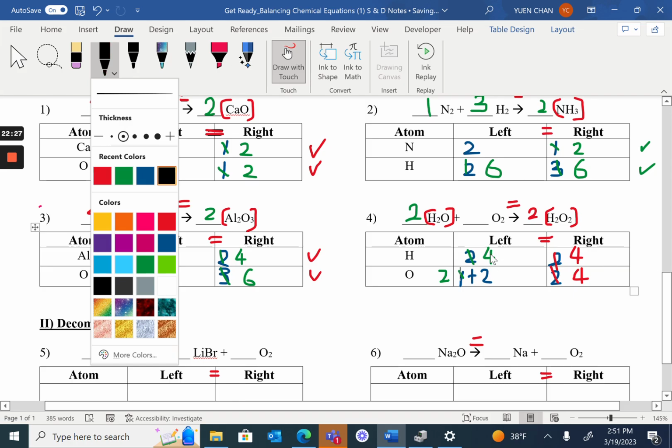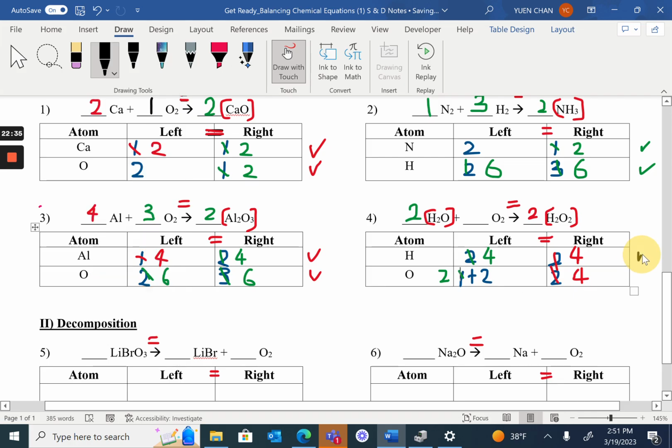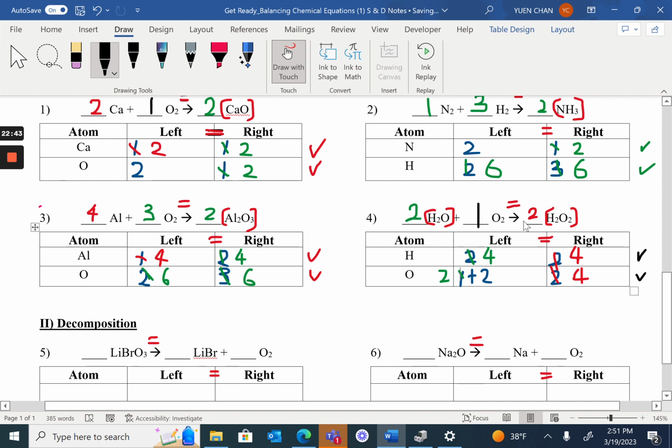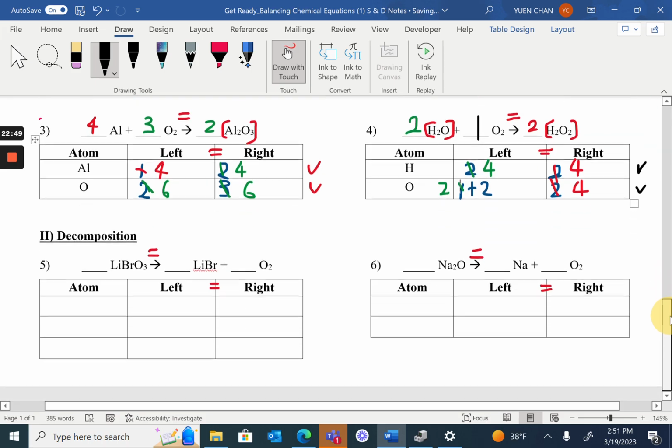Right. Hydrogen is 4 and 4. Oxygen on the left-hand side, 2 plus 2 is 4. On the right-hand side is also 4. So now they are balanced. You see how you read it. Right? 2 plus 2 is 4. On the right-hand side is also 4. Then now I can put the 1 in the middle of the equation. And 2 and 2 are not multiples, so it's more simplified. Okay.